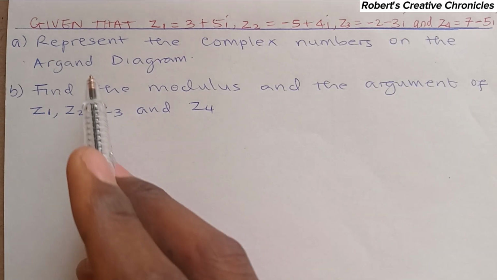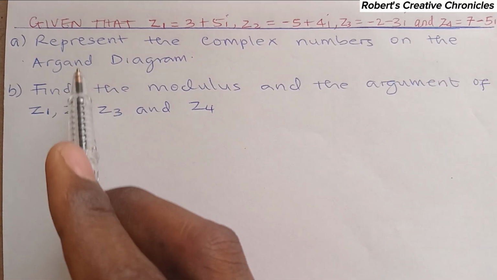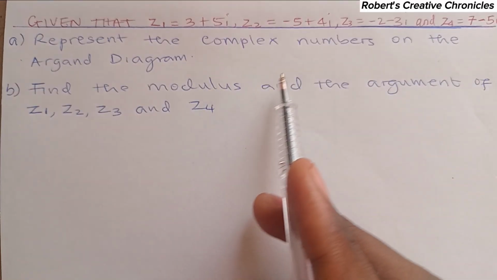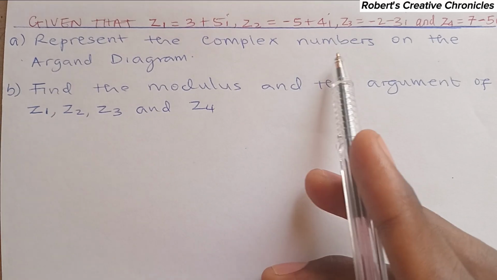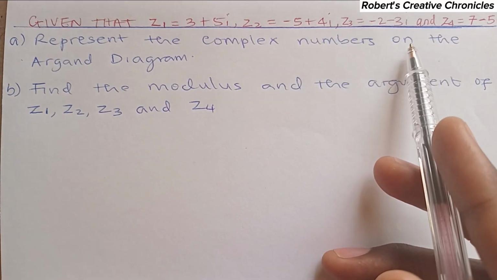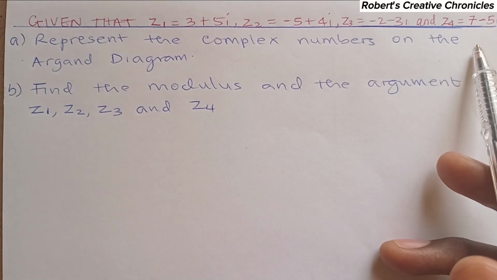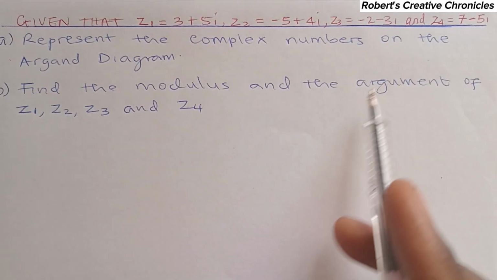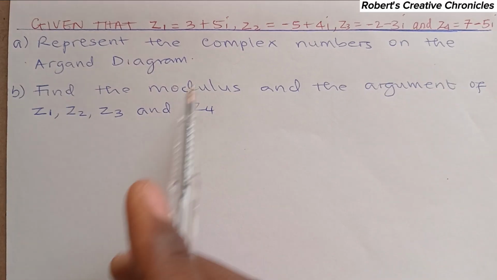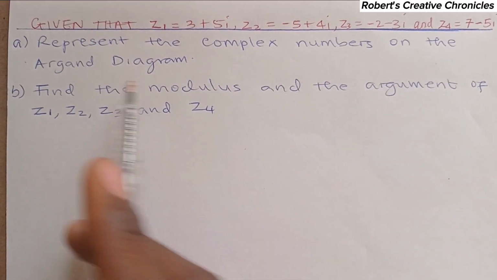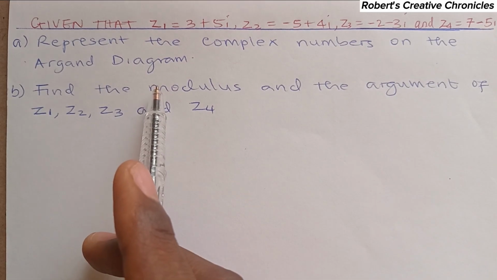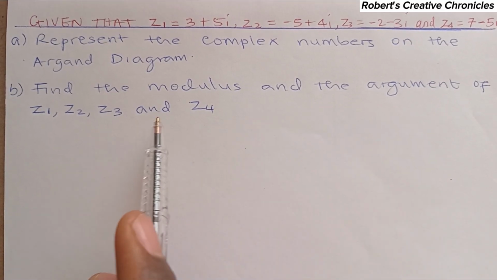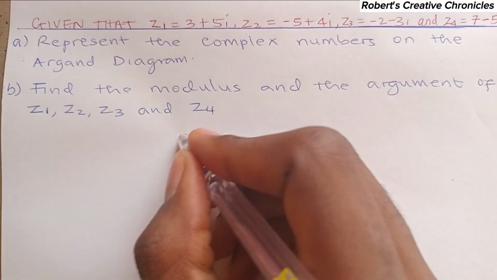So today we'll be solving this question, which states that given that z1 is equal to 3 plus 5i, z2 is equal to negative 5 plus 4i, z3 is equal to negative 2 minus 3i, and z4 is equal to 7 minus 5i. A. Represent the complex numbers on the Argand diagram. B. Find the modulus and the argument of z1, z2, z3, and z4. So, solution.